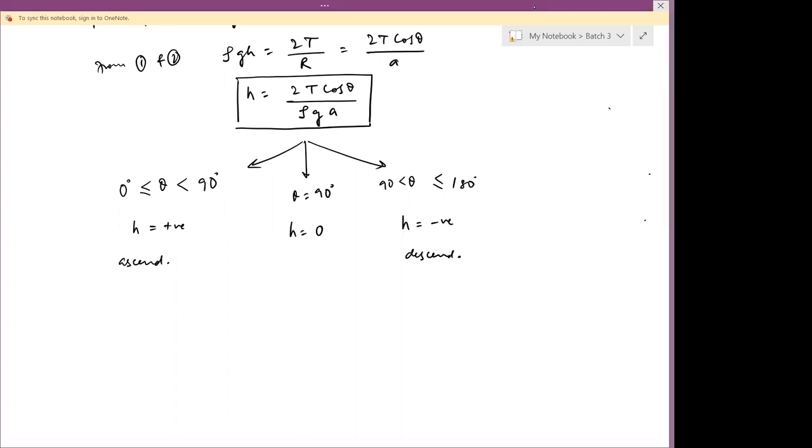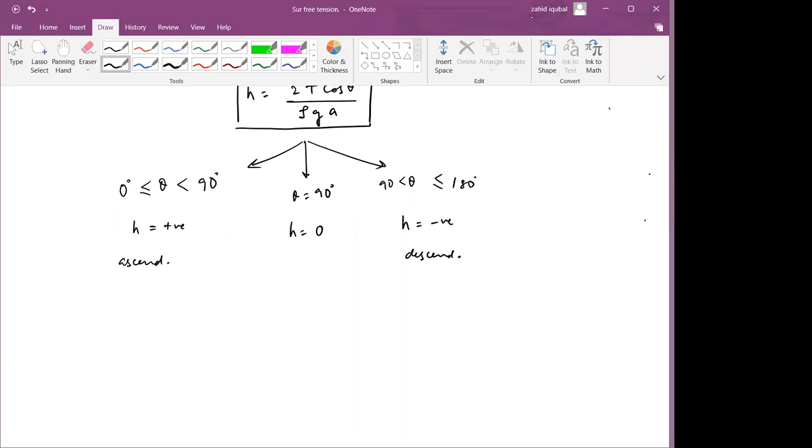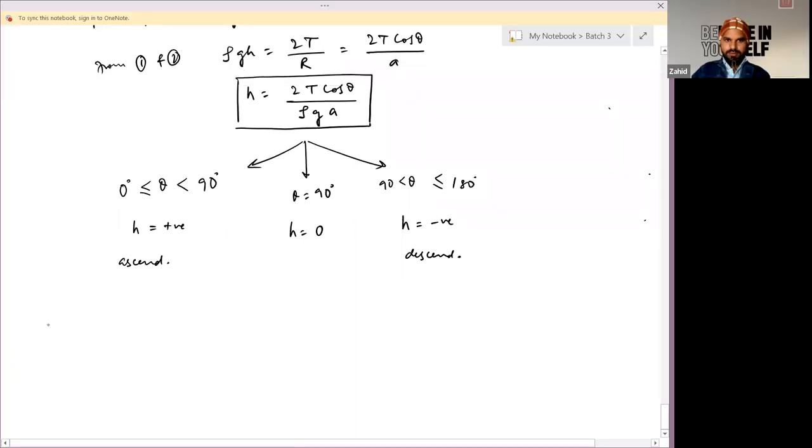Atif, any doubt? No. Now the next condition: you will be asked to calculate mass of liquid in that tube, how it is related with radius. So mass of liquid related to radius.